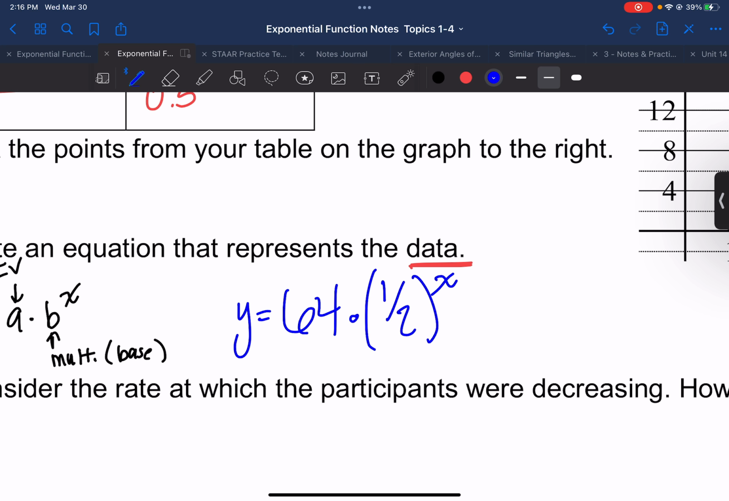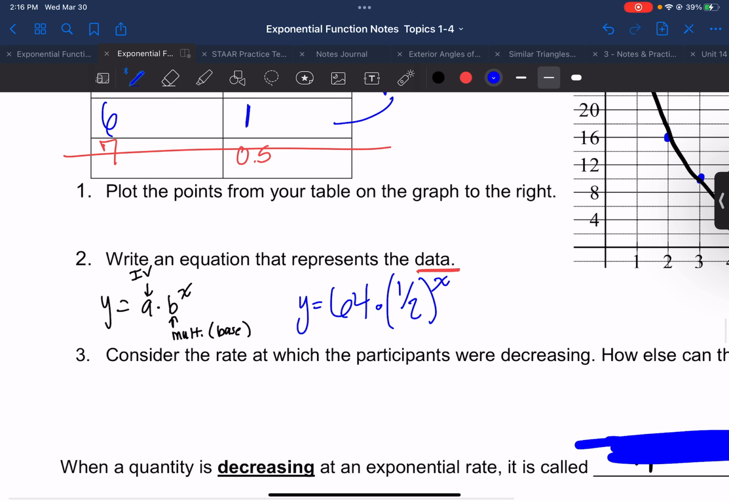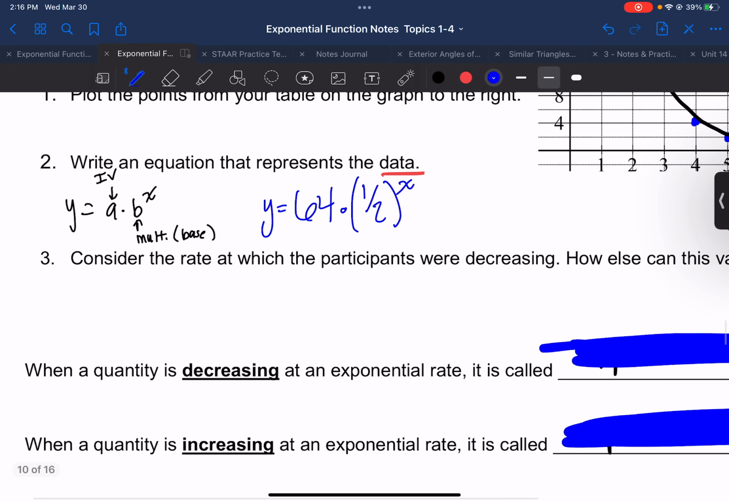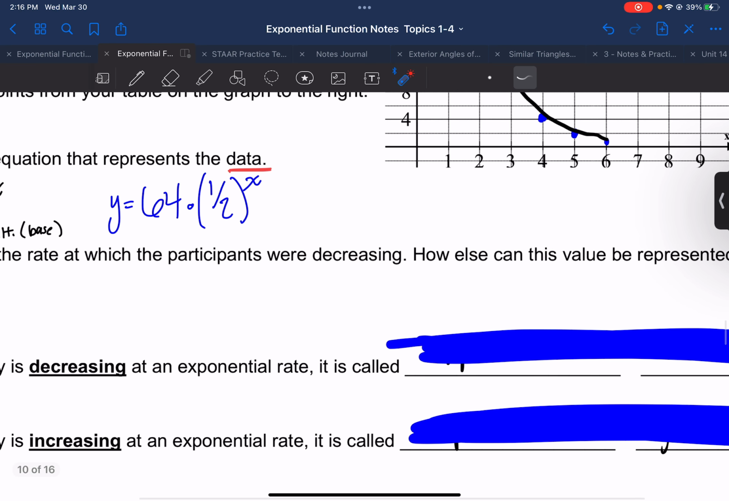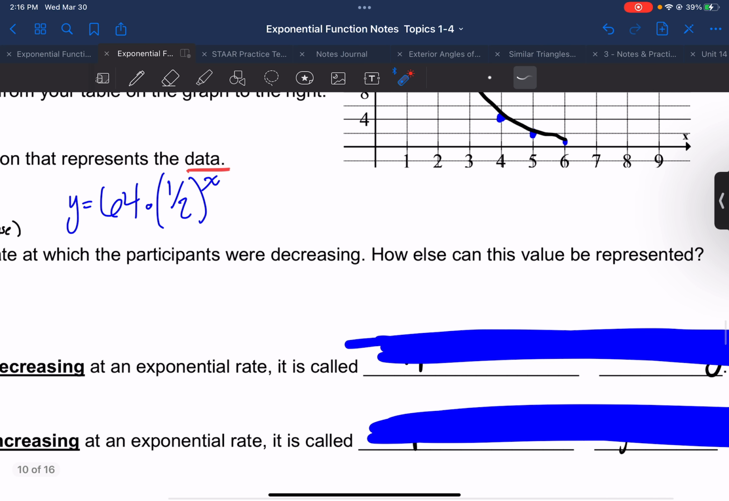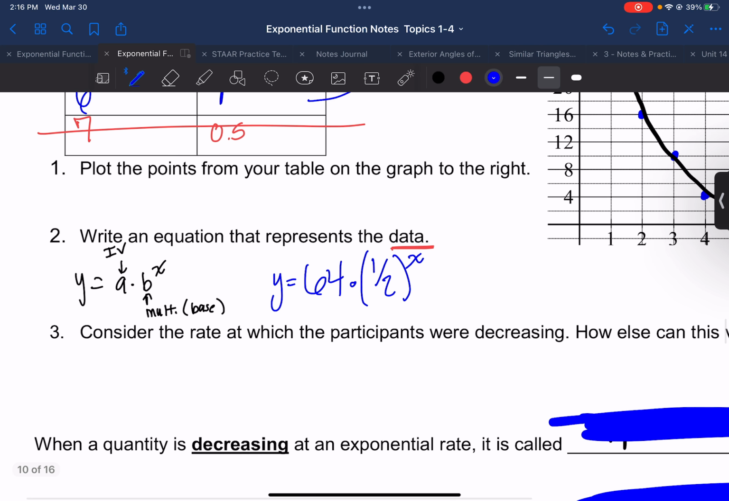So now that we have this written out, let's go ahead and answer the rest of these questions. It says, consider the rate at which participants were decreasing. How else can this value be represented? Now they're talking about the 1/2. What's another way to write 1/2?